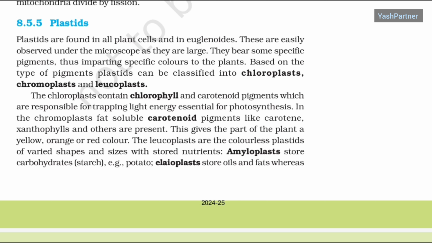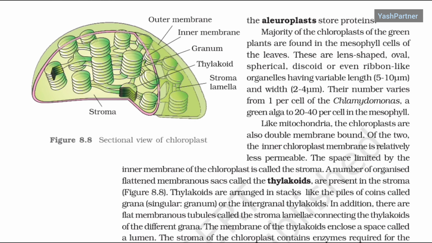The leucoplasts are the colorless plastids of various shapes and sizes with stored nutrients. Amyloplasts store carbohydrates, that is starch, example potato. Elaioplasts store oils and fats, whereas aleuroplasts store proteins.